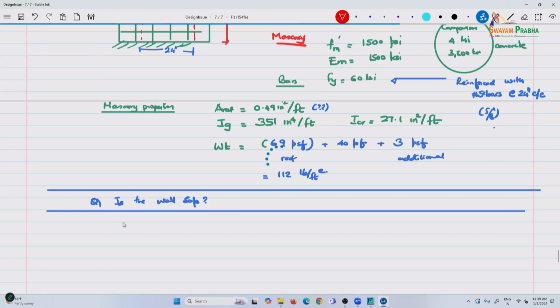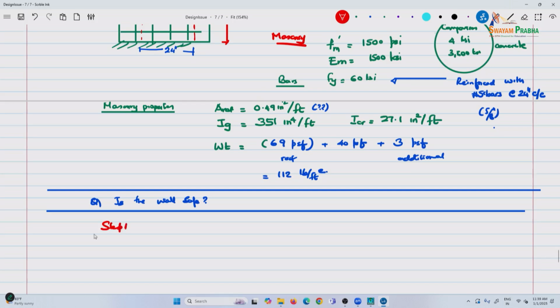So, let us start with the blast load parameters. You have Z is R by W power 1 by 3. So, this is 50 feet, 220 pounds, comes to 8.23.